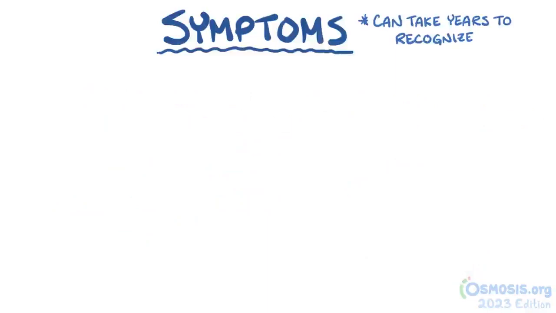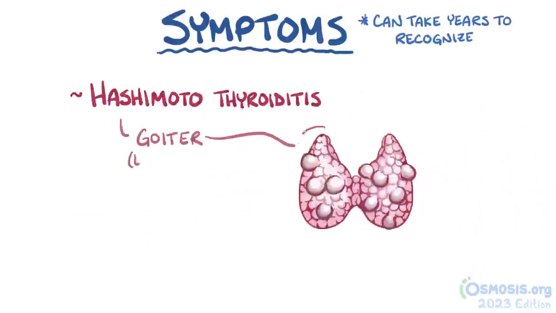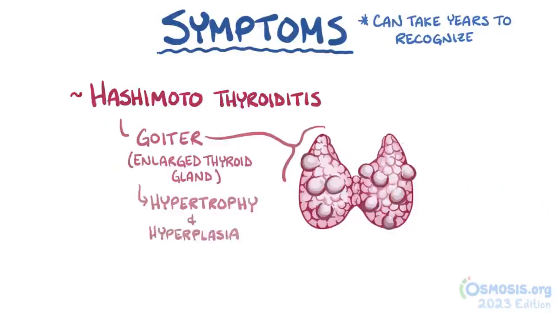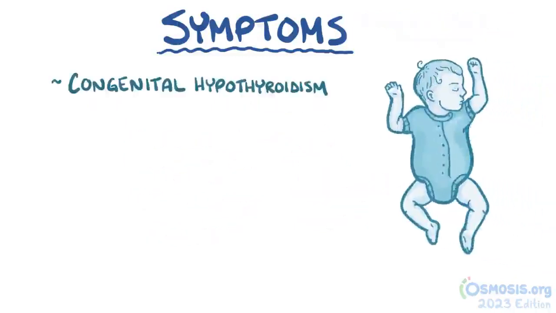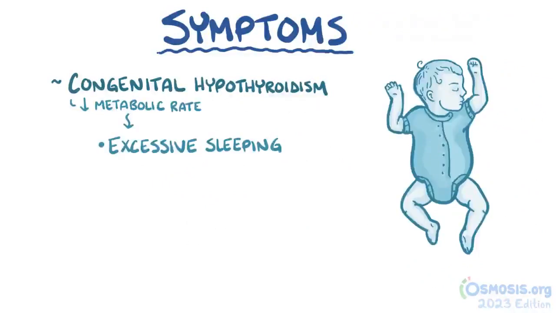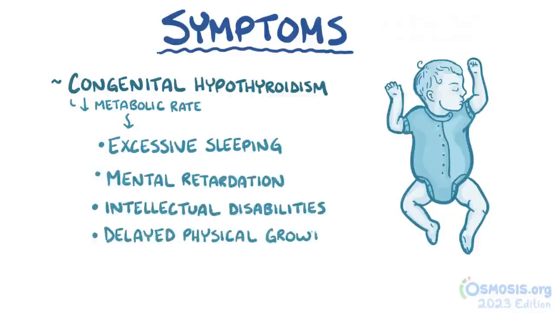If the hypothyroidism is caused by Hashimoto thyroiditis, there can be a goiter, which is an enlarged thyroid gland, because of the hypertrophy and hyperplasia of the gland. Babies with congenital hypothyroidism will have symptoms related to the decreased metabolic rate like excessive sleeping. But if the condition isn't detected quickly enough, they're at risk for irreversible intellectual disabilities, as well as delayed physical growth and shortened height because of the role of thyroid hormones in brain and sympathetic nervous system development.